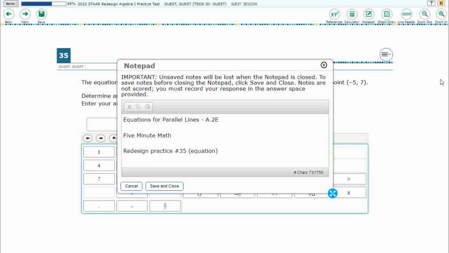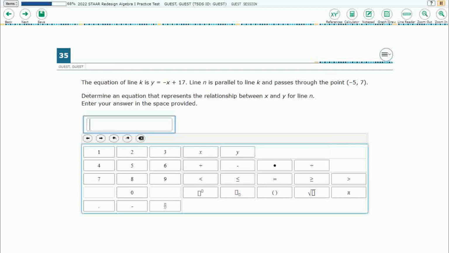Today we are looking at the Algebra 1 concept of equations for parallel lines. This is standard A.2E in the great state of Texas, and we are using item number 35, which is a new item type called equation, of the Redesign Practice Online STAAR test. If you haven't done so already, please go ahead and take a moment to pause the video, work this problem out on your own, unpause it, and we will look at our answers together.